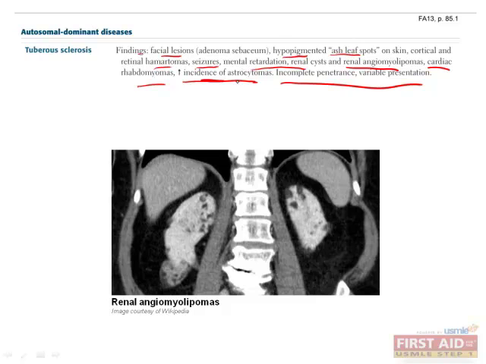Now the giveaway question in exams is usually the ash leaf spots, since those are the most specific for tuberous sclerosis. They're a few centimeters long and look like this. The renal angiomyolipomas you can see in this image here, as the radiolucent spots in the kidney.